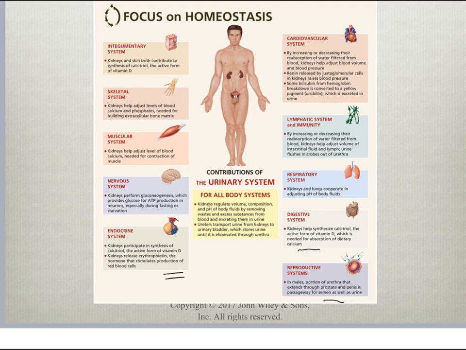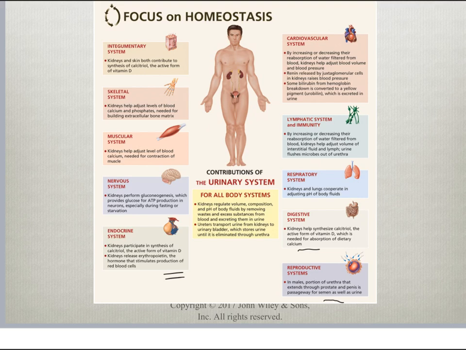Endocrine system, all those hormones we talked about. Erythropoietin from the kidneys for red blood cell production. We talk about calcitriol, the active form of vitamin D. In the nervous system, we talk about gluconeogenesis, which provides glucose for ATP production in neurons, especially during fasting. Muscular system, kidneys help adjust levels of blood calcium needed for contraction of muscles. Skeletal system, same thing. We're monitoring and adjusting levels of blood calcium and phosphate needed for building that bone matrix. In the integumentary system, kidneys and skin both contribute to synthesis of calcitriol, which is the active form of vitamin D.